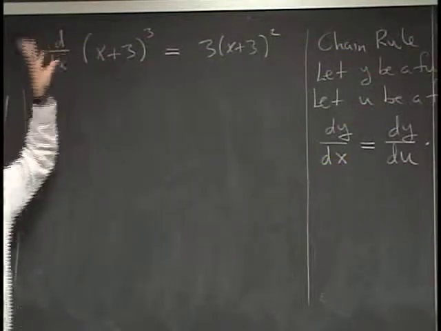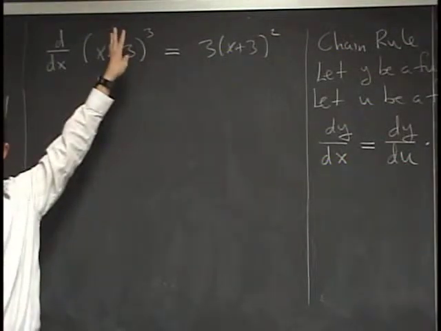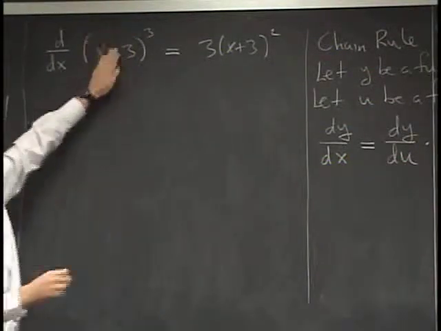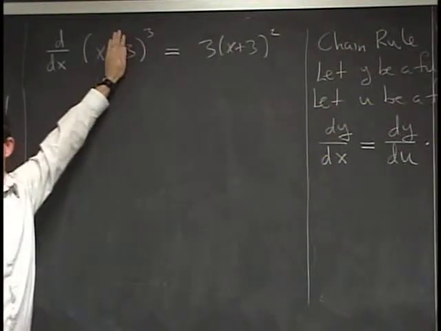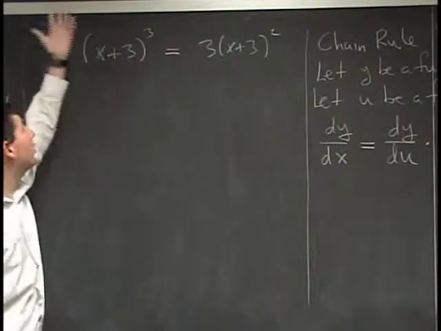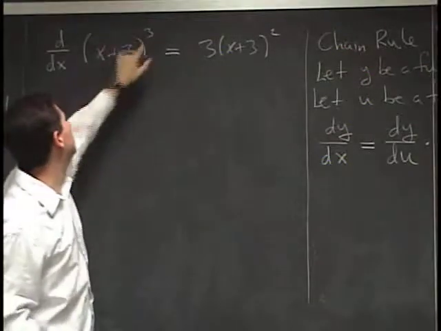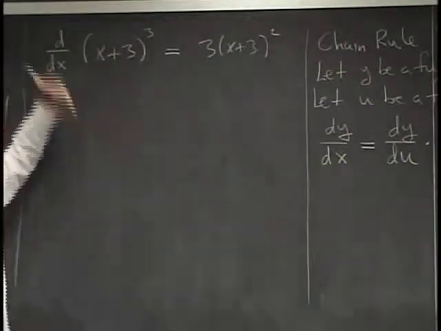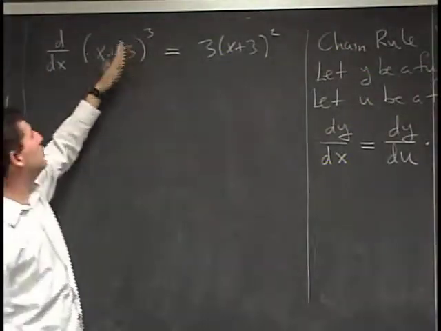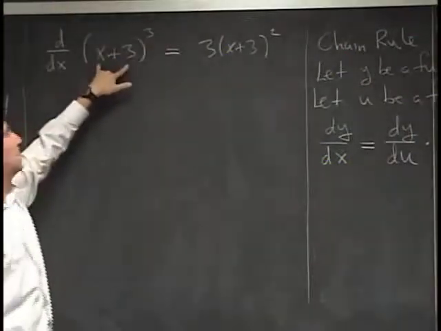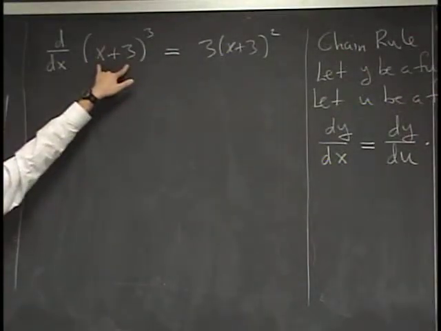All right, well, what rule do I want to use to attack this? I want to use the chain rule, right? Because if it was just an x, then I'd use the power rule. But I don't have just an x, I have something cubed, which is not just an x. So I have to use the chain rule, right? So it's going to be two functions. One of them is the cubed function, and one of them is the function x plus 3.